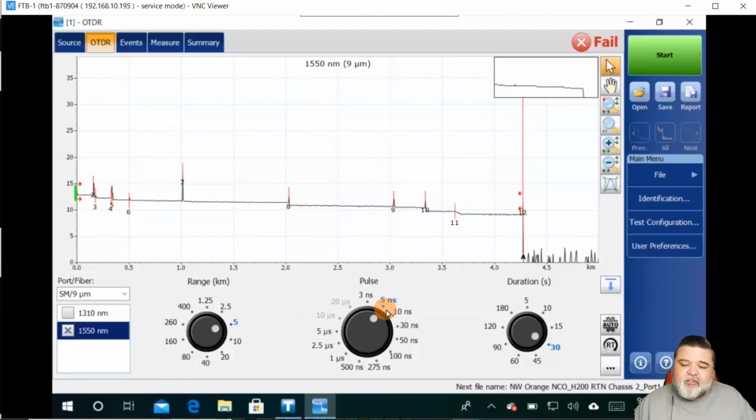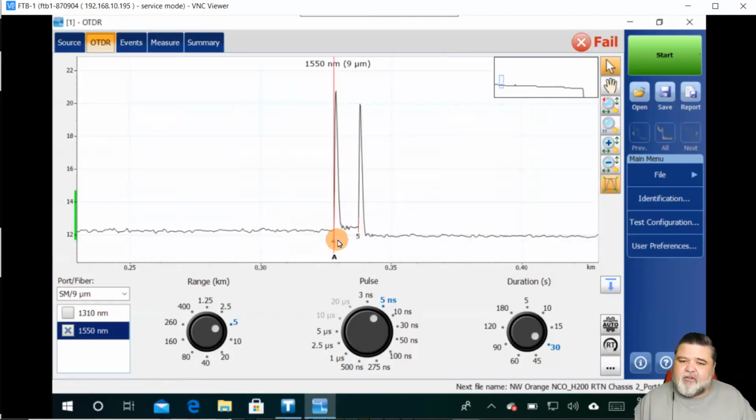So I dropped this down to 5 nanoseconds and retested here, right? I can zoom back into event number 4 here. And now we see 2 events. We have a 4 and a 5. So we have 2 events now because as I drop down to 5 nanoseconds, it reduced my dead zone and it improved my spatial resolution.